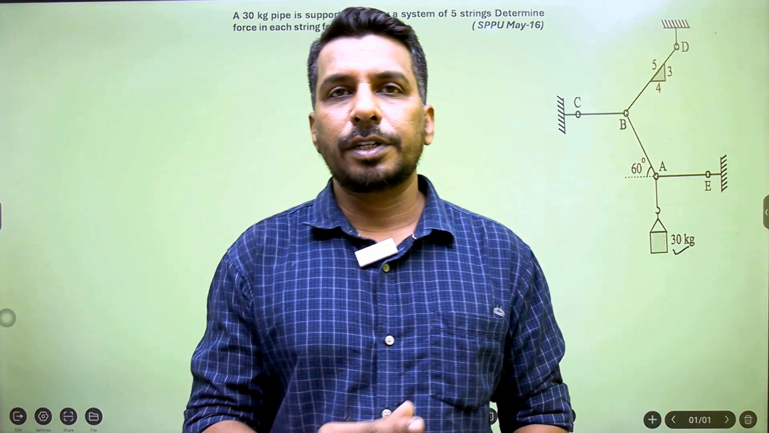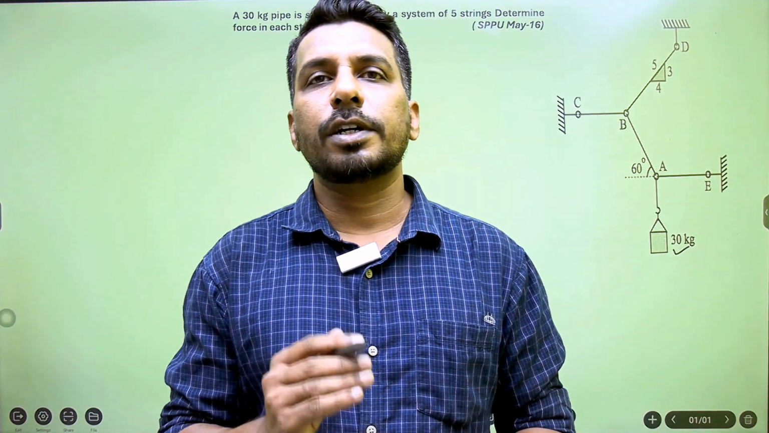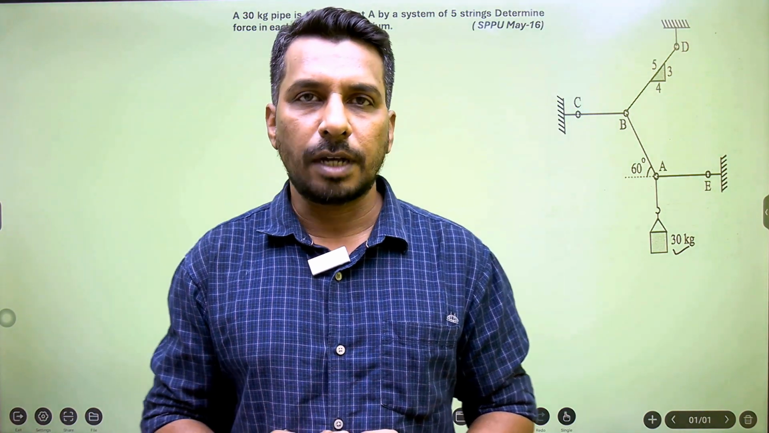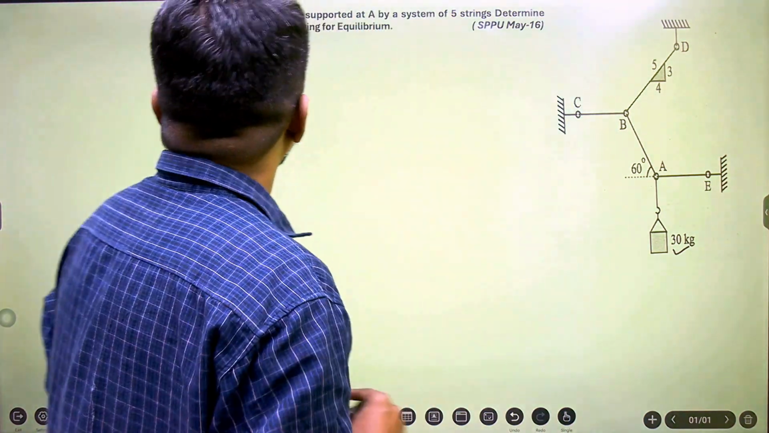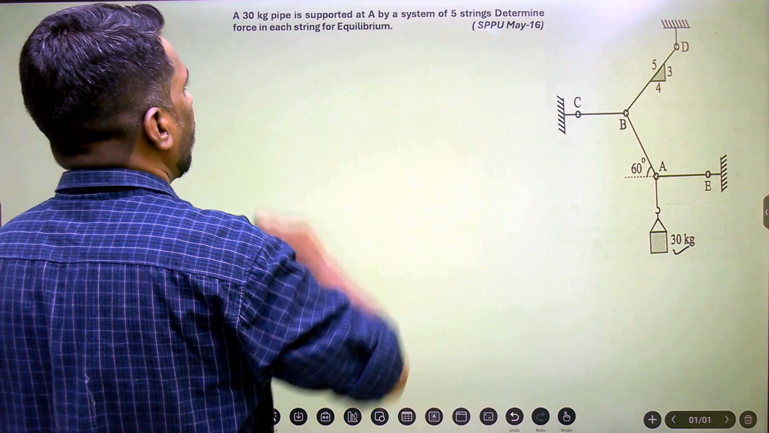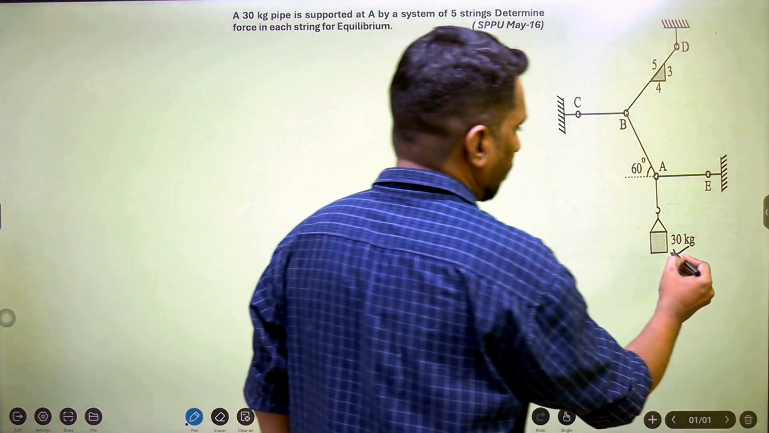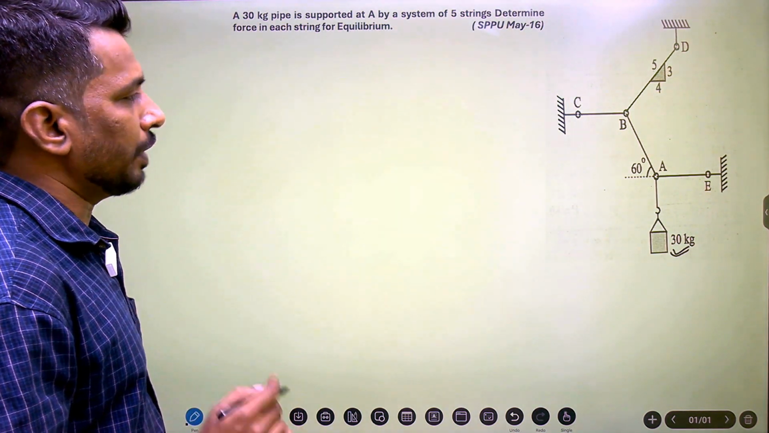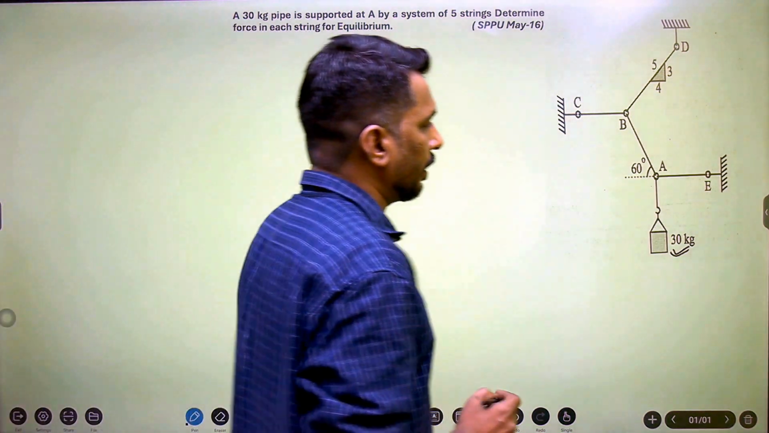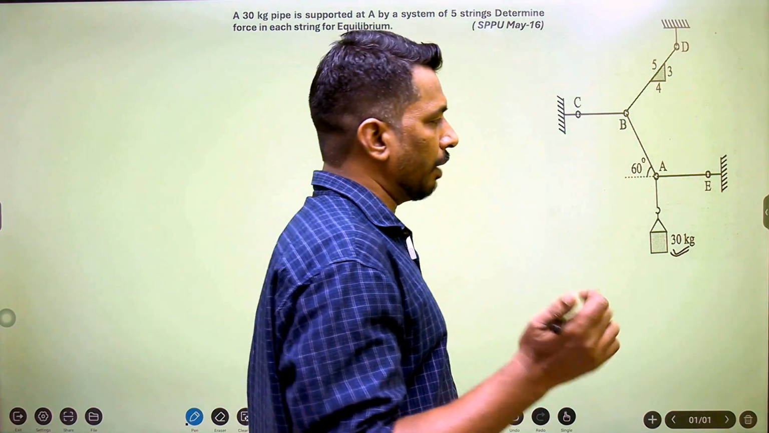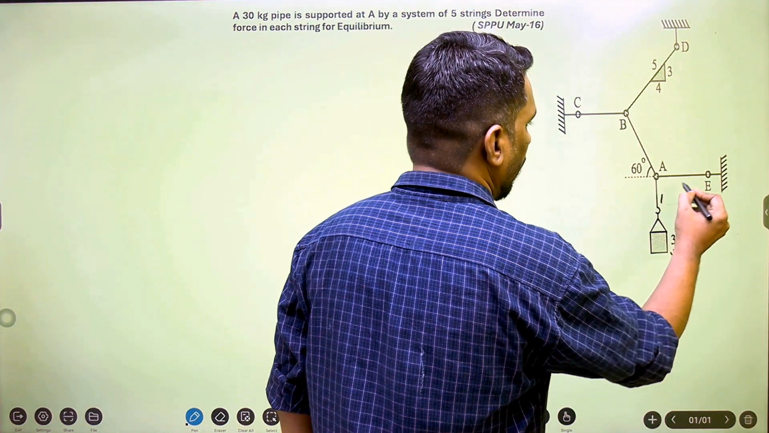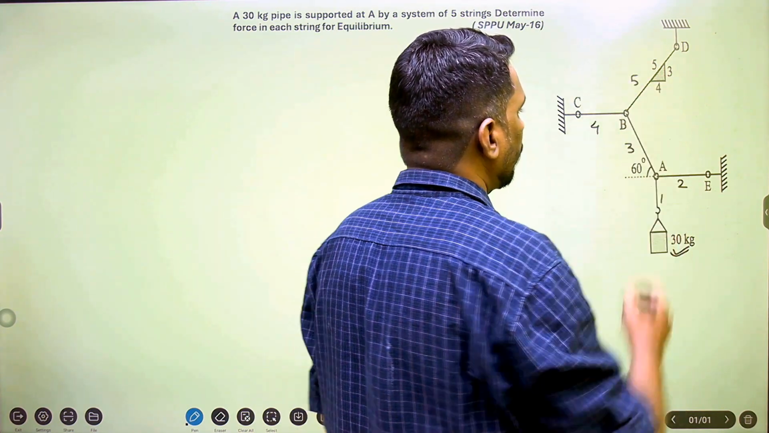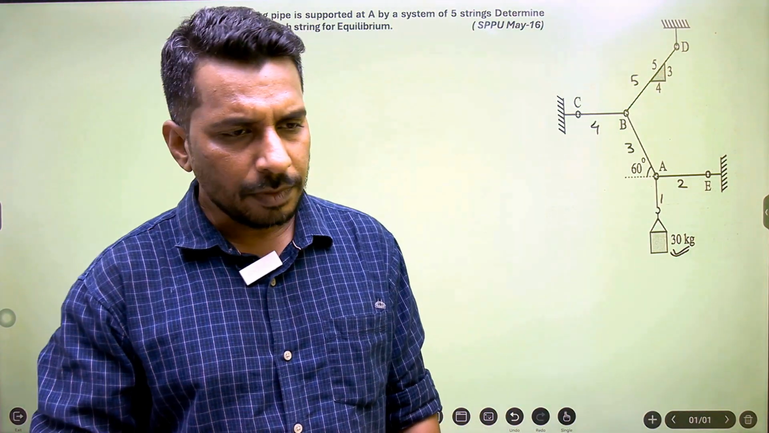Okay, so the next question is based on equilibrium of concurrent force system, and here we are going to understand how Lami's theorem is applied. So the question is, a 30 kg pipe is supported at A. You can see here a 30 kg pipe which is supported at A by a system of 5 strings. If you carefully observe this diagram, you can see there are 5 strings or cables. Let this be 1, this is 2, this is 3, this is 4, and this is 5. So total 5 cables are there.